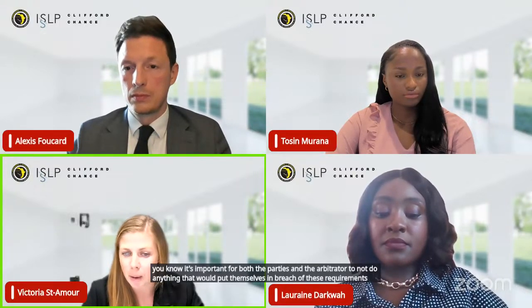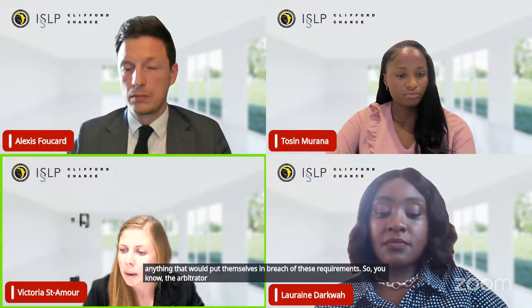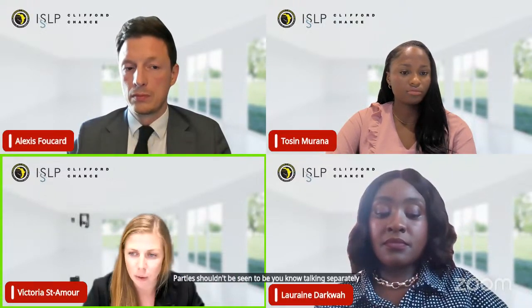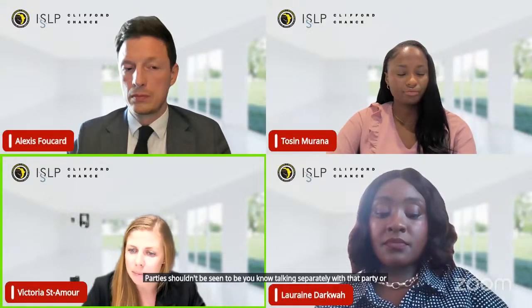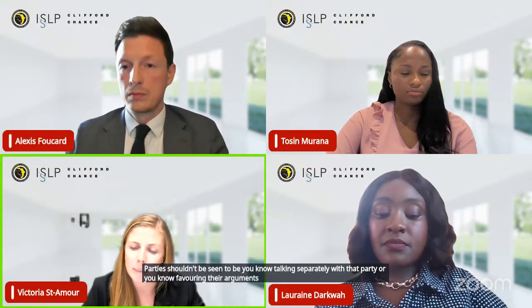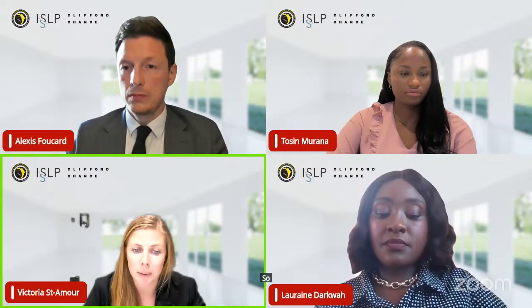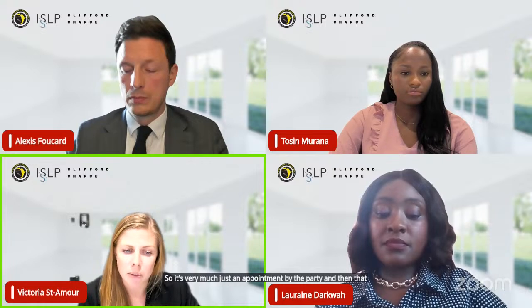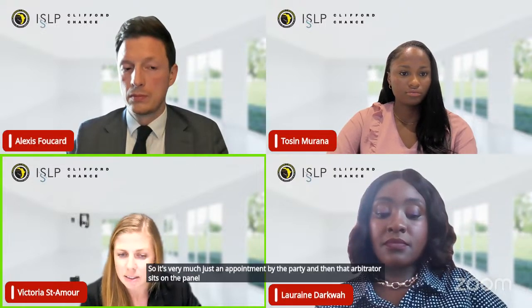So, the arbitrator appointed by one party shouldn't be seen to be talking separately with that party or favouring their arguments in particular. So it's very much just an appointment by the party, and then that arbitrator sits on the panel as independently as the other two arbitrators do.